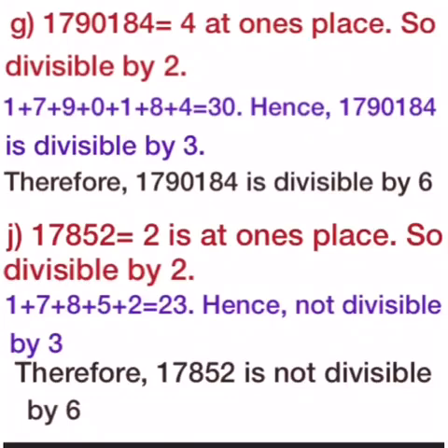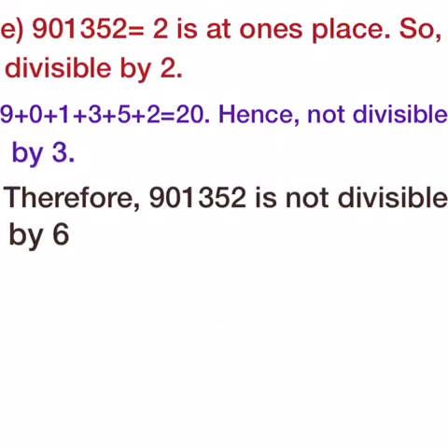Then children, the next number is 17,852. Here also you can see that 2 is at the ones place, so it is divisible by 2. But the addition of the digits doesn't give a multiple of 3, so it is not divisible by 3. The divisibility rule for 6 says that the number should be divisible by 2 as well as 3. So this number 17,852 is not divisible by 6.